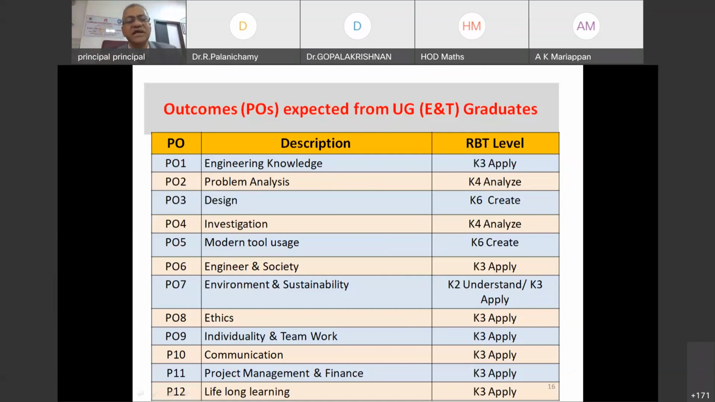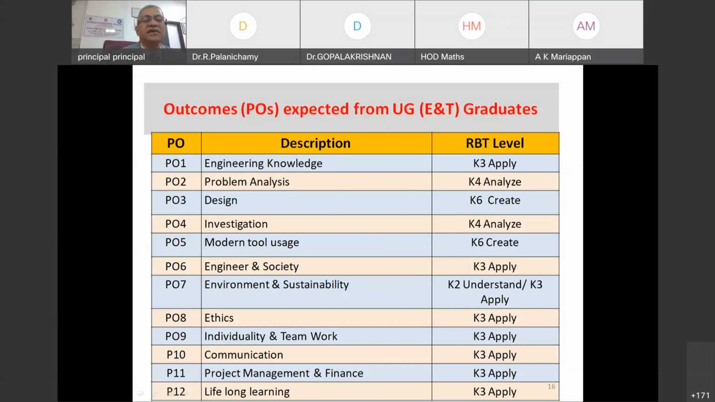P4 investigation is analysis. P5 modern tool usage, you are creating. Sometimes modern tool usage can be K5 also. So it is K6 and K5. What is K5? K5 is evaluate. So you can use a modern tool, use ANSYS, to evaluate. Like that you can say. So modern tool usage can be K6, and the minimum case can be K5.